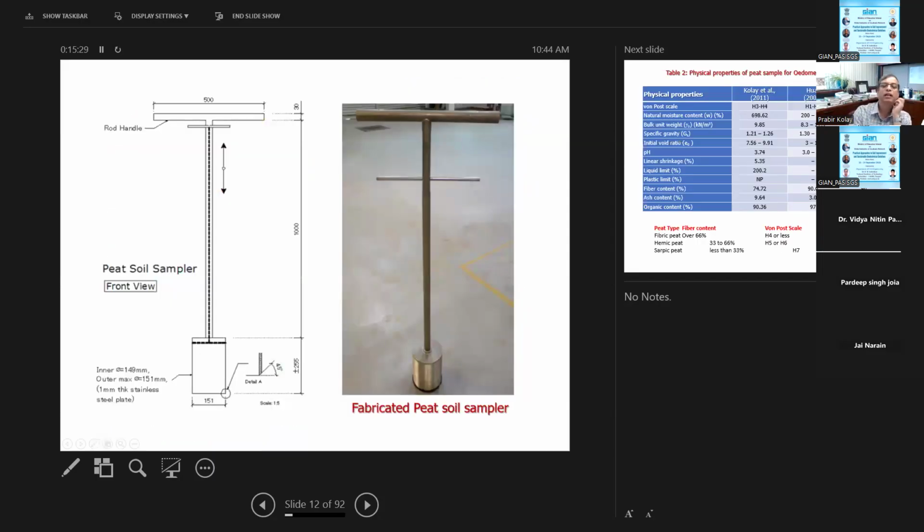So this is the sampler we fabricated. Basically, it's just like an injection syringe. There's a plate over here. If you push it into the soil and then drag it up, it would create a vacuum and hold the sample, because it's so soft, it is difficult.